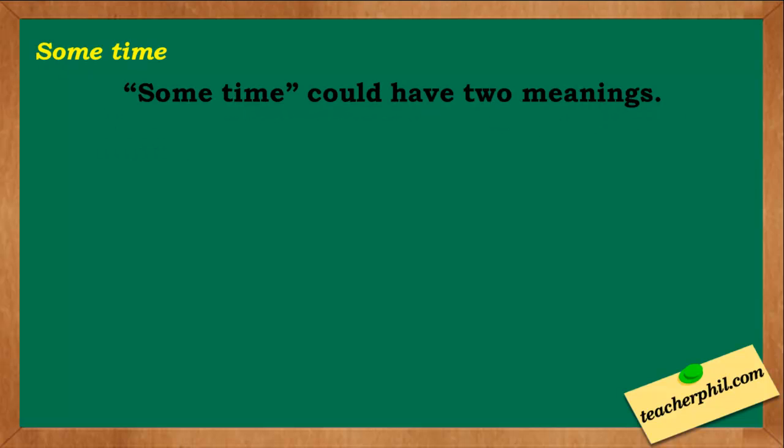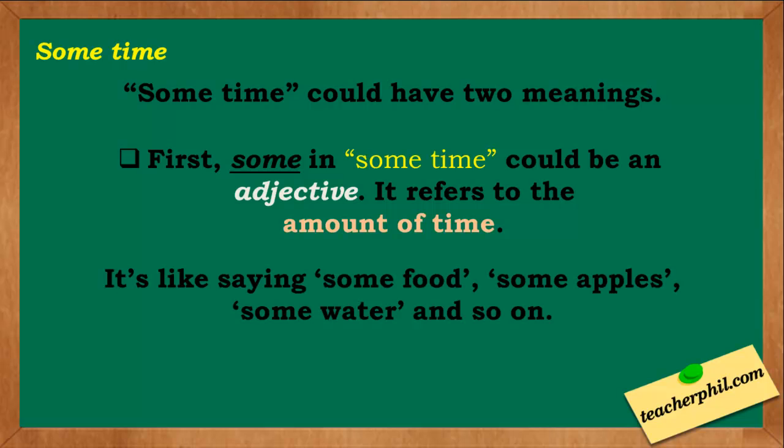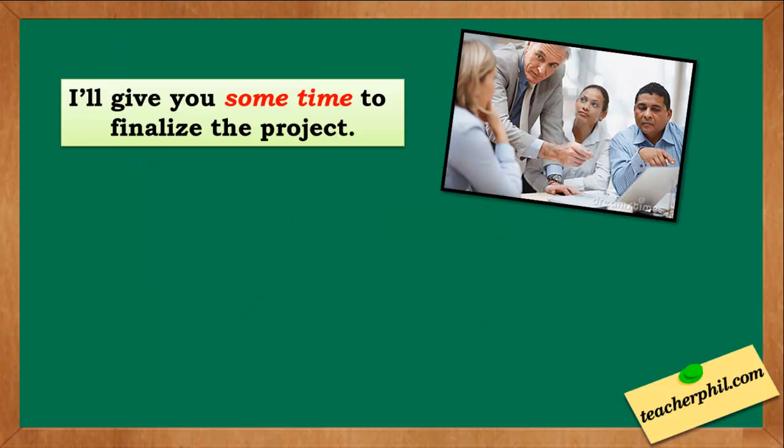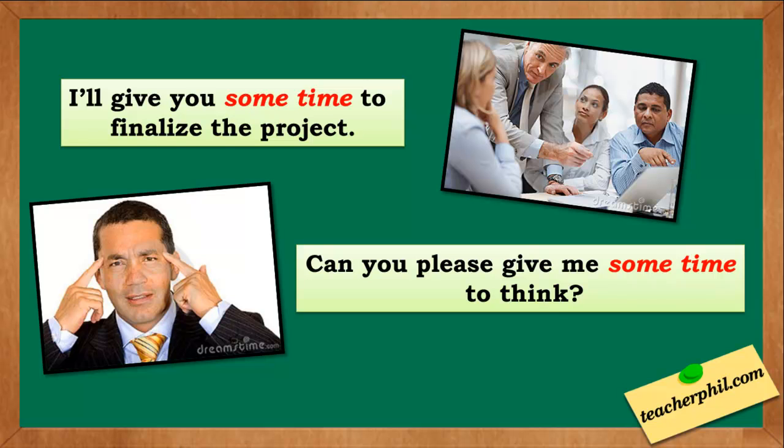The third one is some time. Some time could have two meanings. First, some in some time could be an adjective. It refers to the amount of time. It's like saying some food, some apples, some water, and so on. Examples: I'll give you some time to finalize the project. Can you please give me some time to think?